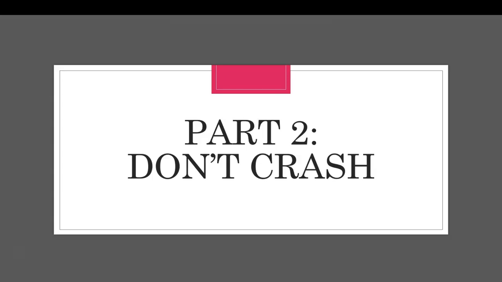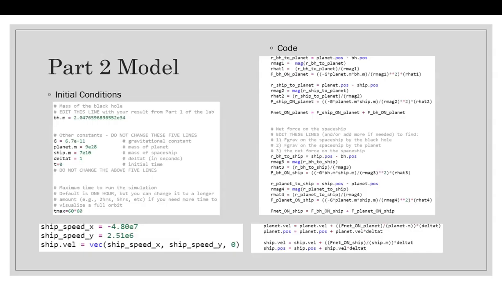For part 2, it is don't crash. Here are the initial conditions with the mass of the black hole, and through trial and error, I found the initial velocity of the ship.